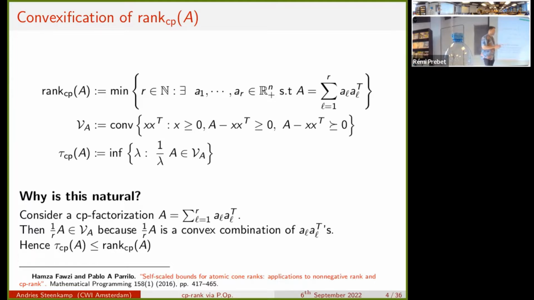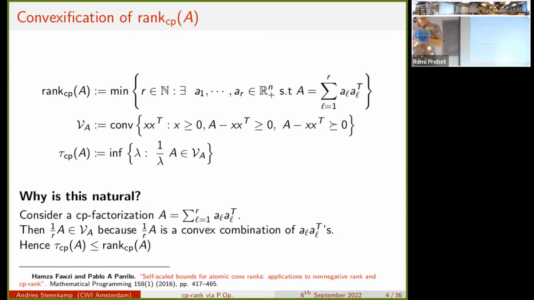So in other words, you can find a convex combination that gives A with some scale. Okay, so why is this natural? Why is this a lower bound? Consider you do have a CP factorization of matrix A, with CP factors a_l. Then just consider 1 over r of A. It has to be in this convex hull because you basically already have the convex factorization given to you from the CP factorization. So that's your quick answer for why tau CP is a lower bound on rank CP.